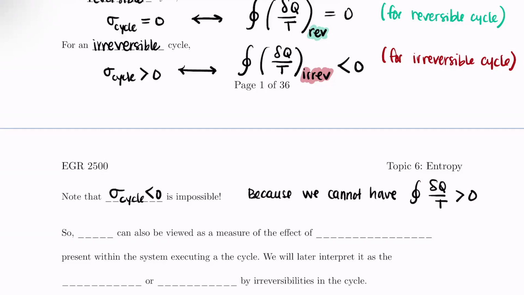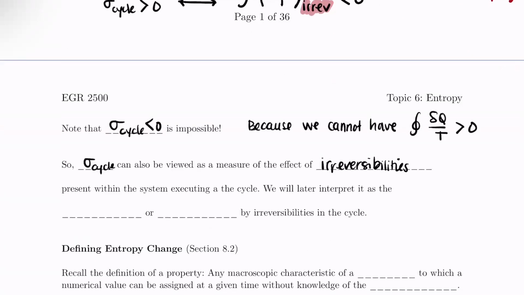So that means that sigma cycle can also be viewed as a measure of the effect of irreversibilities present within the system that is executing the cycle. We're going to later interpret that as the entropy produced or generated by irreversibilities in the cycle.